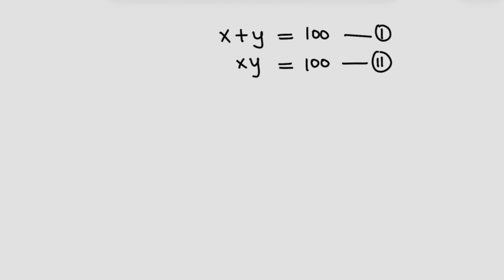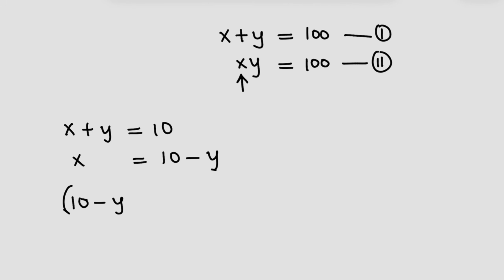Since I have x plus y is equal to 100, I can subtract y from both sides to give me x is equal to 100 minus y. Now I'm going to go into the second equation and substitute for x. So I have 100 minus y times y is equal to 100.